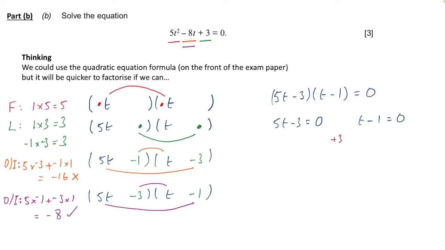Okay, so solving the first one, we add 3 to both sides, which gives us 5t equals 3, and then we divide by 5, which gives us t is 3/5.